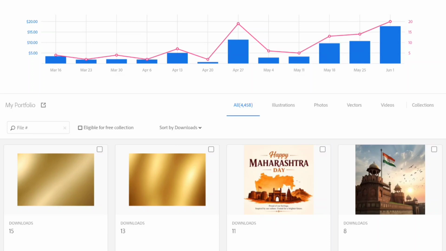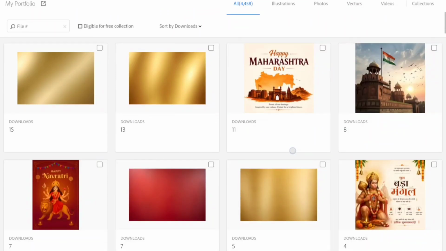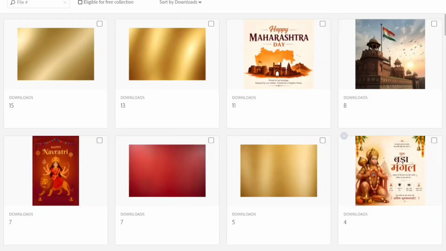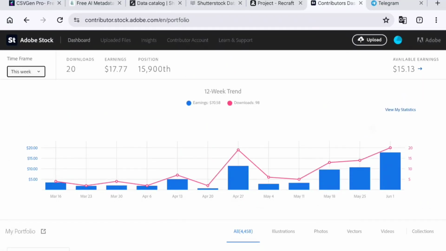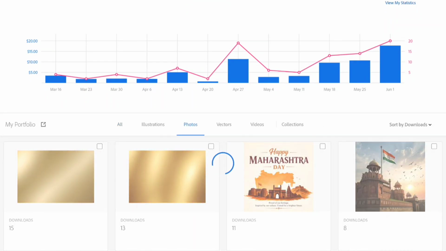So, let's start with the basics. What we will see on Adobe Stock, earnings come from downloads. These are the number of downloads you can see under the image. Some files may never sell while others can sell 100s of times. As you can see, this image sells 15 and some of my images don't sell at all. Let me show you.